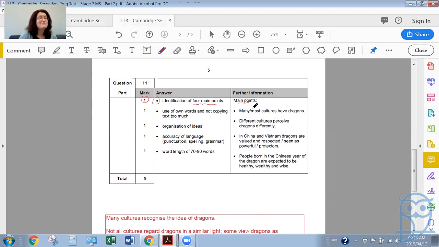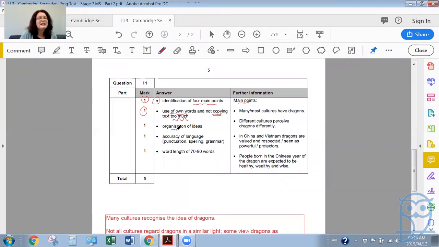And so if you had at least pointed out these 4 things, you're on the right track. But it's not just about pointing out these 4 main points. You have to cover them, but how you cover them is important. Use of own words and not copying text too much. So there might be the odd phrase here and there because you can't get around certain ideas, but mostly it will be in your own words. So you would have gotten a mark for that.